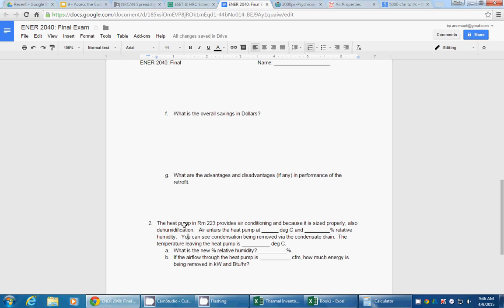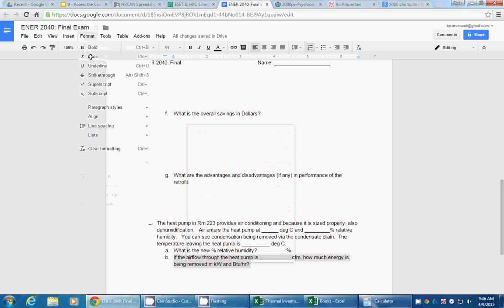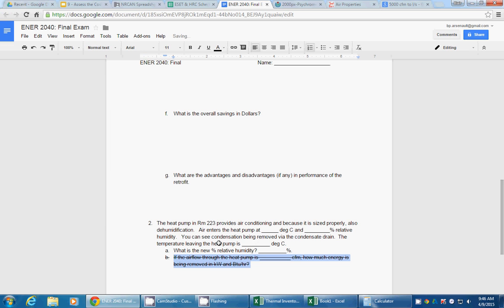So question 2: the heat pump in room 223 provides air conditioning, and because it is sized properly, also dehumidification. Air enters the heat pump at blank degrees C and blank relative humidity. You can see condensation being removed via the condensate drain. The temperature leaving the heat pump is blank degrees C. A, what is the new percentage relative humidity? And B, that's the one I'm going to strike through for now. I wish we had more time, but I will definitely have an answer for you. I just am not going to test you on it.